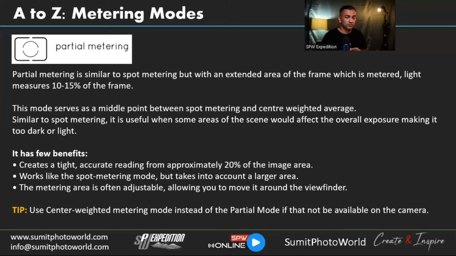So you can see, if you're working on a Canon device, you can adjust from where you want to calculate the exposure. Use center weighted metering mode instead of partial metering mode if that is not available on your camera. For the Nikon users where partial metering mode is not available, you can utilize center weighted metering.